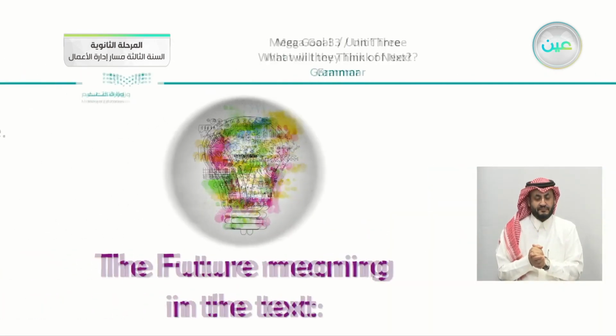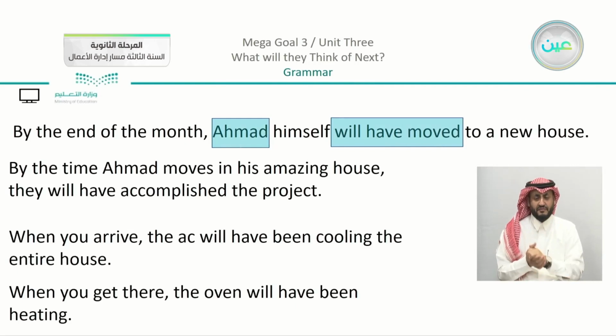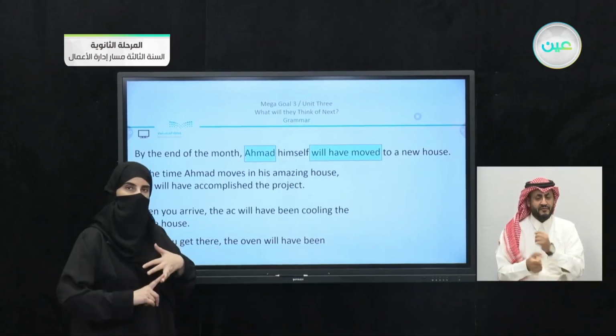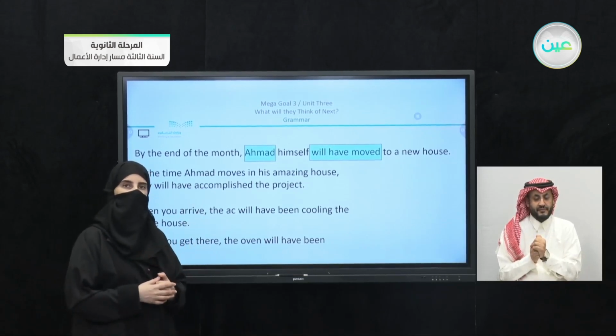The future meaning in the text. Now, these are just examples to highlight what we have here. Now you can see that Ahmed will have moved. Now we are talking about a singular here, Ahmed. He will have moved. So you can see that we have the helping verb will, we have moved, past participle, or have, sorry, the helping verb, and then moved, the past participle.